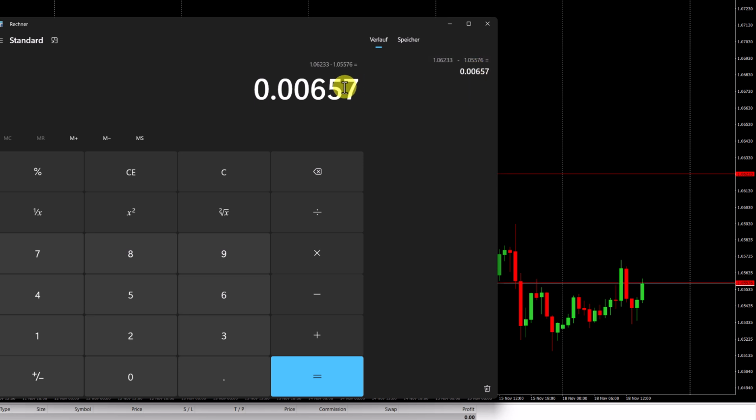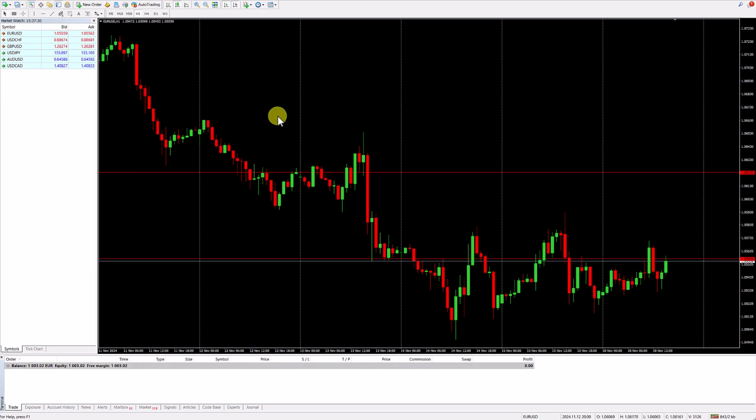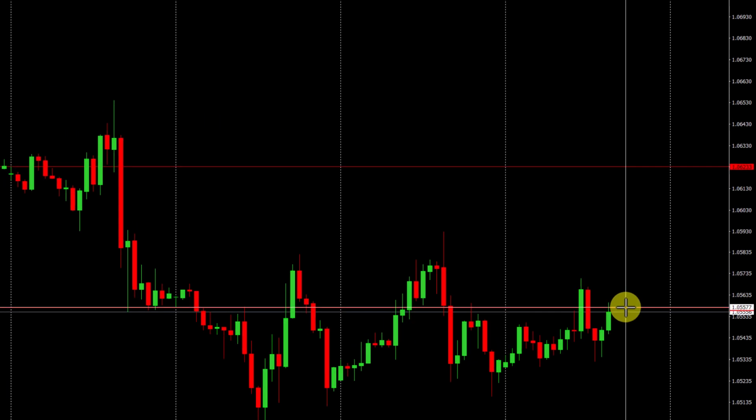The difference is 0.00657. We are ignoring here the last decimal because we only want to look at the ones before that. And what you can see is here we have 65. So we would say this is a difference of 65 pips in trading. And in MetaTrader, to measure distances is very simple. You just go here to the crosshair, and then we are measuring the distance from this horizontal line, and we hold it and drag it to the higher line here, and then you can see 653.